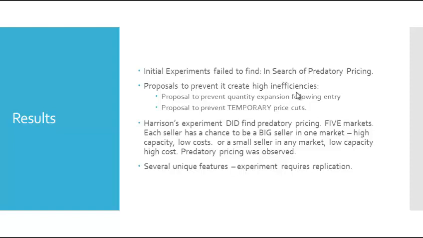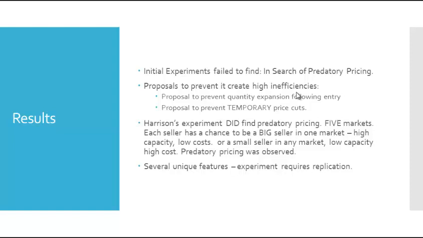So Harrison did something clever, which was, he said that there are 5 markets. In 4 of the markets there is one large seller already present, and then there is a 5th market in which there is no large seller.